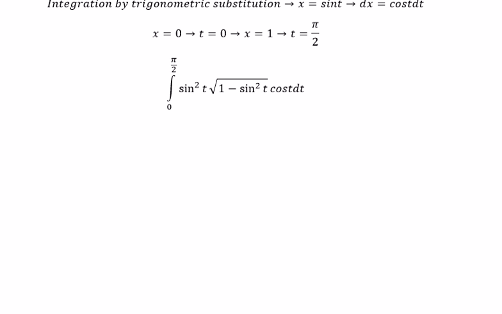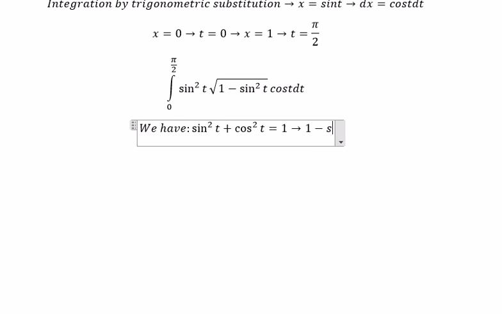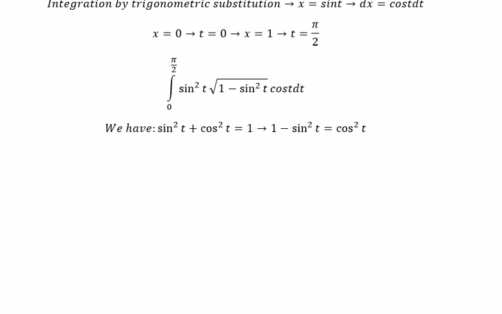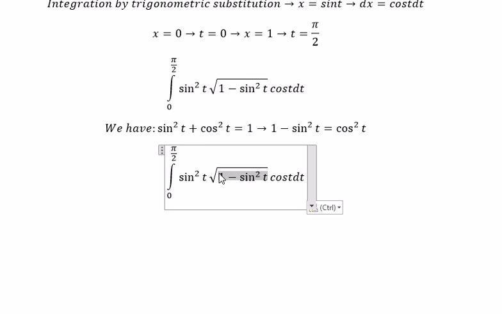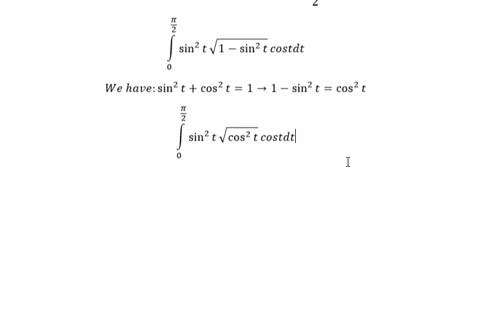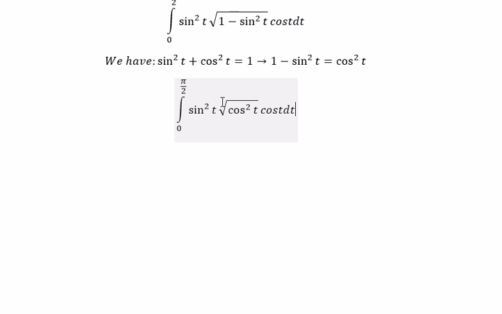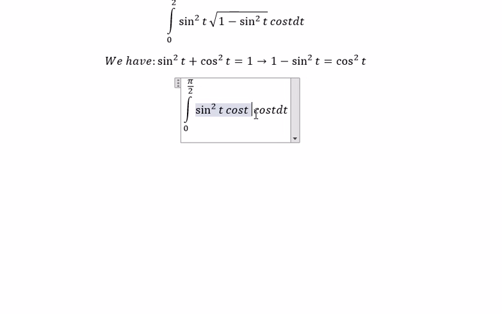Next, we have sin t squared plus cosine t squared equals to number 1. So we got 1 minus sin t squared equal to cosine t squared. We put this one in here. The square root of cosine t squared, you got cosine t. Cosine t multiplied with cosine t, you got cosine t squared.